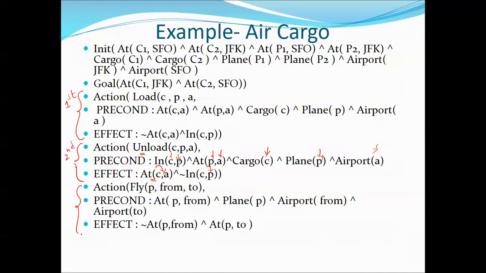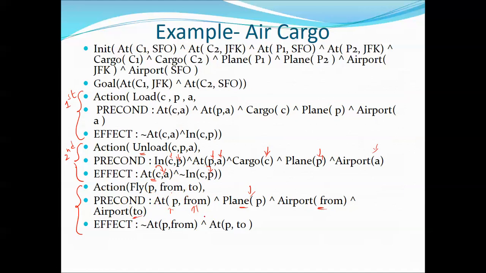Now there is another rule, which is fly. Fly(P, from, to). That is, the plane P should fly from this location to this location. For that, what is the precondition? The plane P should be at the from location, and P should be a plane, and from should be an airport, and to also should be an airport. So if these preconditions are satisfied, then what will happen?